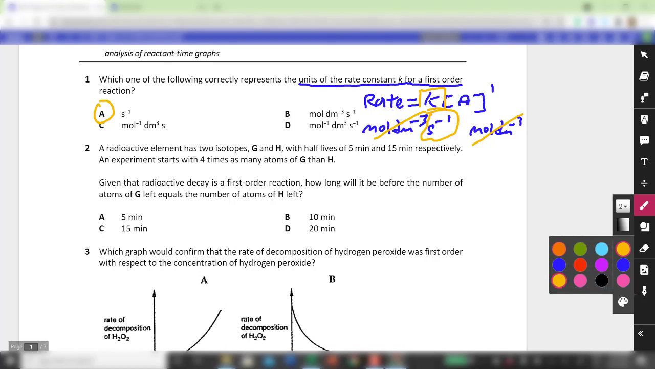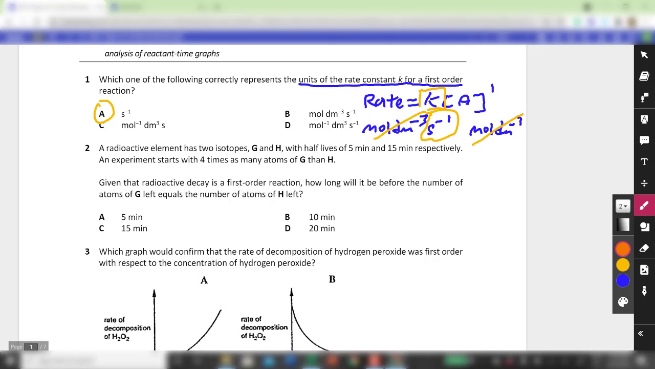Okay, the next question will be question 2. You were told that there are two radioactive isotopes G and H, with half-lives given to be 5 minutes and 15 minutes respectively. An experiment begins with 4 times as many atoms of G as H. Given that radioactive decay is a first order reaction, how long will it be before the number of atoms of G left equals the number of atoms of H left?